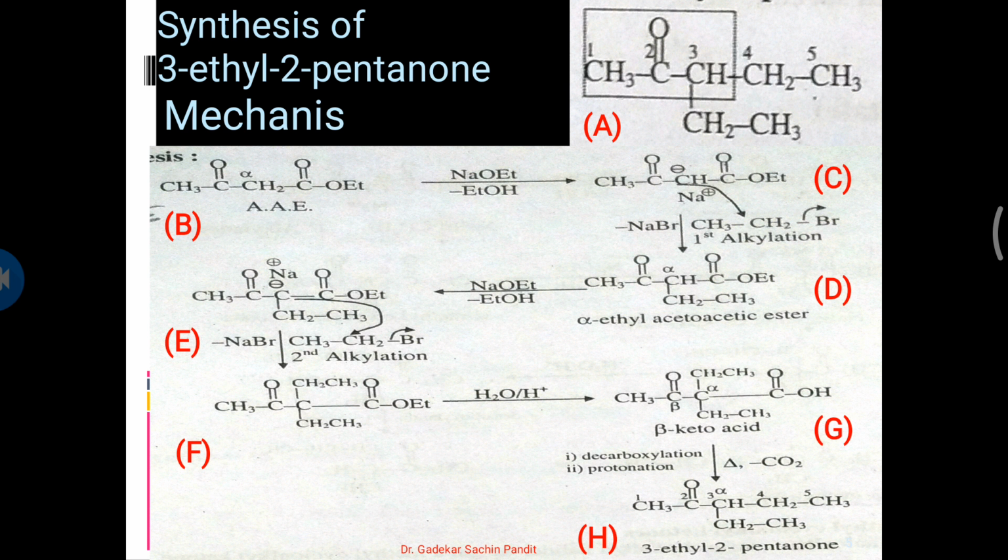Further, compound F is hydrolyzed to form G, the beta keto acid. Then this beta keto acid G on heating undergoes decarboxylation, and further protonation forms 3-ethyl 2-pentanone, our target product.